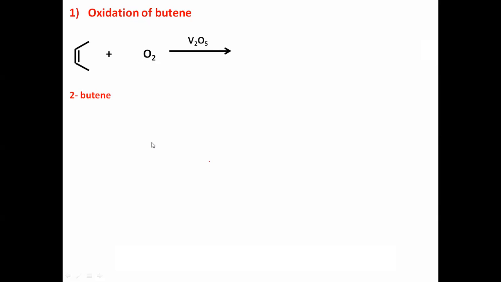It is in the presence of V2O5. The catalyst is also the same. The product is the same, maleic anhydride. The structure I already told you. You have to keep the structure in your memory. Correct structure. Don't miss a single atom or single bond. All should be intact. And now the product and byproduct.